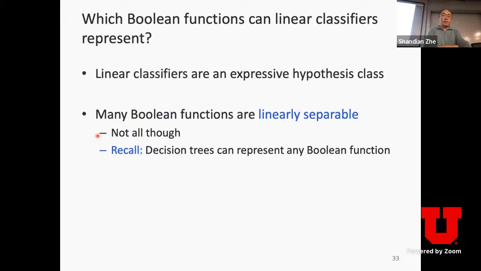Okay, so the conclusion is linear classifiers are an expressive hypothesis class. And if we look at the Boolean functions, you will see many Boolean functions are linearly separable. However, not all of them are linearly separable. So from this case, if we think back to decision trees, linear classifiers actually are less expressive than decision trees. Why? Why are linear classifiers less expressive than decision trees?